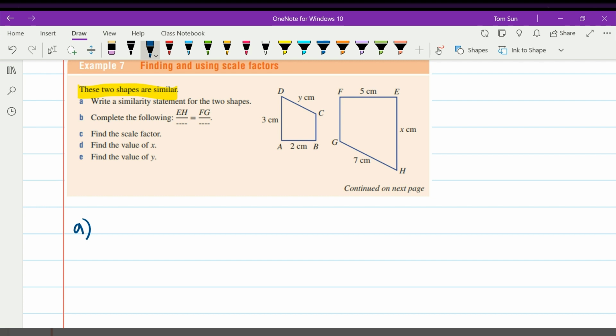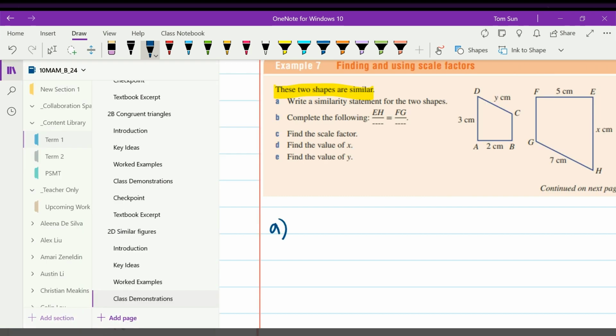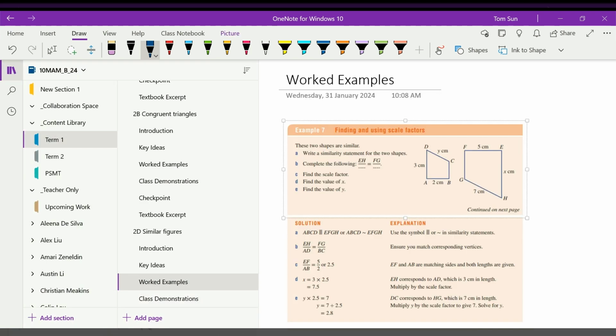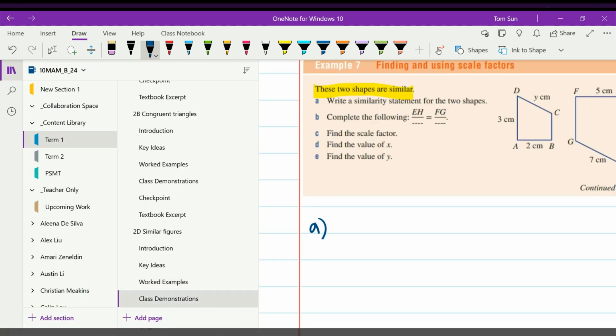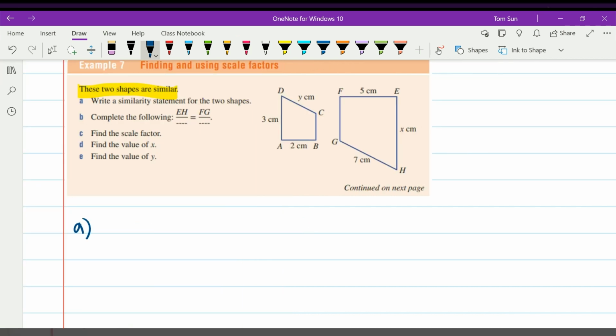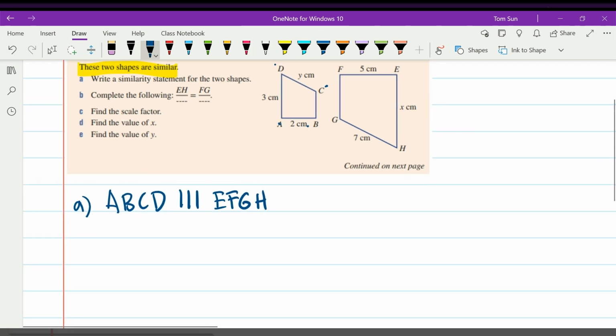This is not a triangle. This is actually a quadrilateral. And so we're not going to draw that symbol. We're simply going to write ABCD, which is this shape right here, ABCD. Okay, this shape is similar to EFGH. And that's how you complete that question. We've written the similarity statement now for these two shapes.